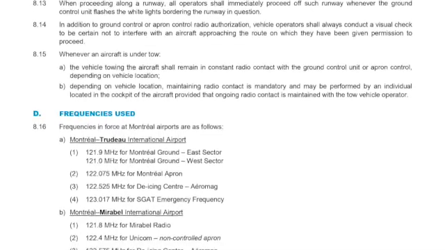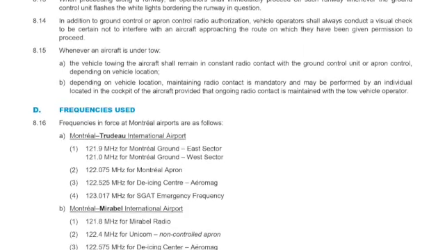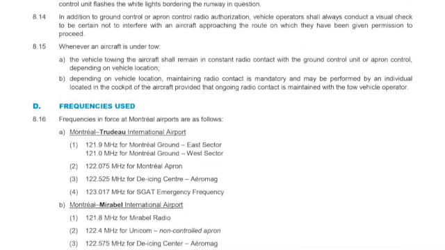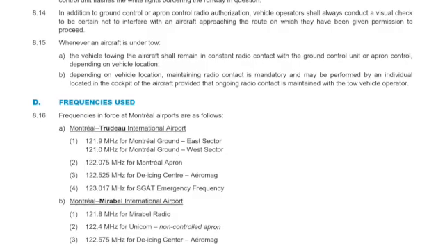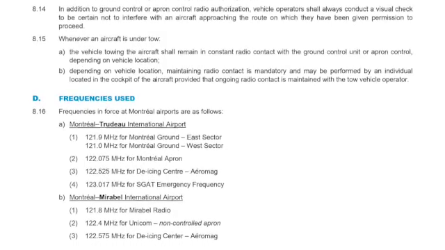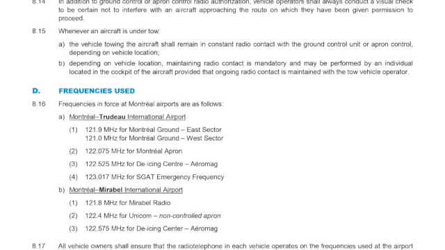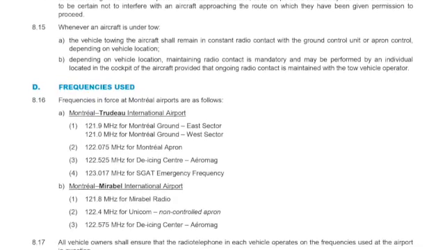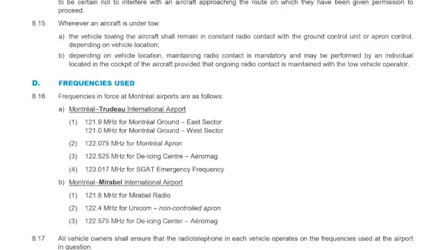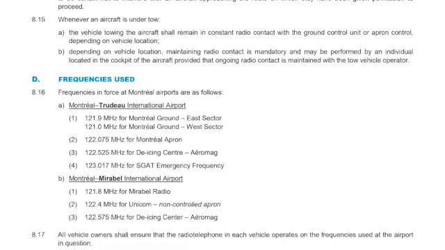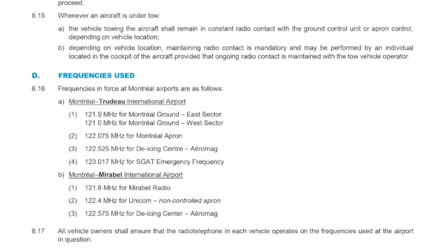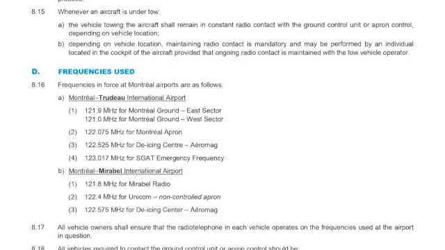D. Frequencies used. 16. Frequencies in force at Montreal airports are as follows: A. Montreal Trudeau International Airport, 121.9 MHz for Montreal Ground, East Sector; 121.0 MHz for Montreal Ground, West Sector; 122.